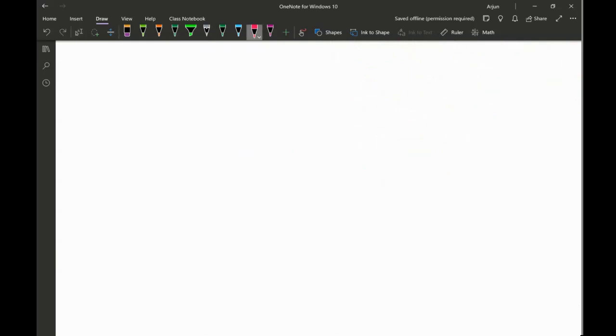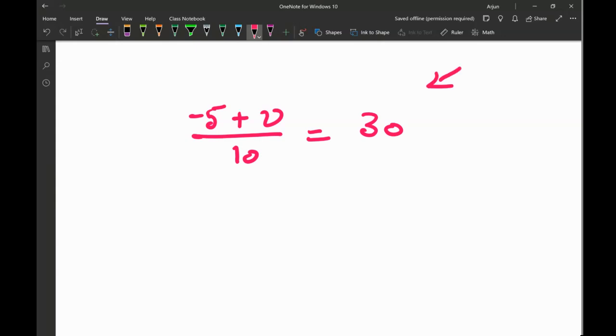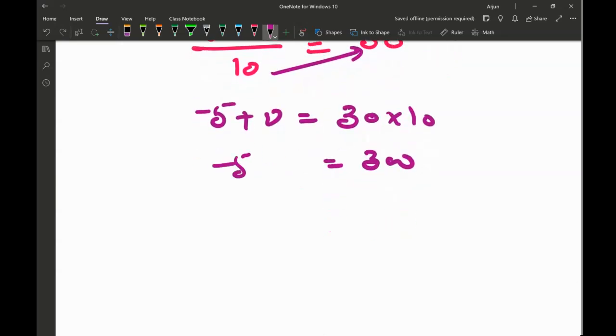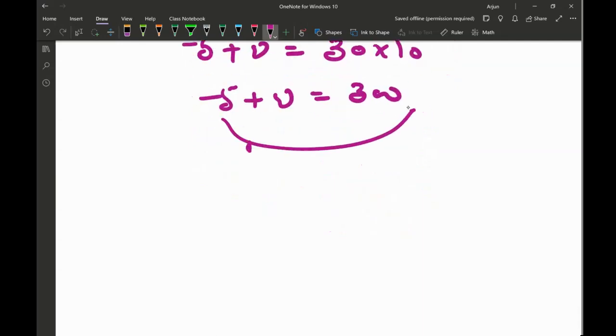So let's try and solve one more. If it is minus 5 plus v divided by t, well, I should write it as 10, equal to 30. I'm just taking these random numbers here, so our answers can be a little weird, but I'm trying to teach the algebra here. So what shall I do to solve for the value of v? I have to cross multiply this on the other side. So minus 5 plus v is equal to 30 times 10, which is equal to 300. And then minus 5 plus v, and this is going to go on the other side.